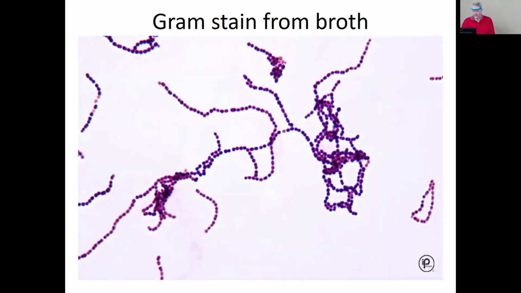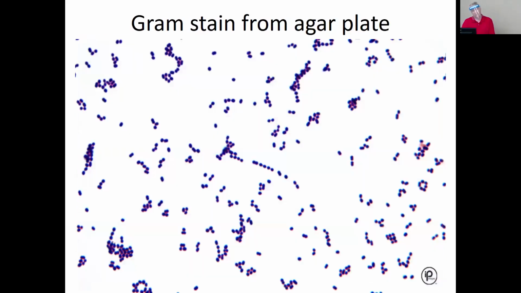And if you see, here it is from a broth, and here it is from an agar plate. So when we pick it up off of solid medium and put it on our slide, it's not as nice. This is what I mean by you, the microbiologist, just obliterated your chains by grabbing them up, smearing them across the slide, instead of taking a loopful of broth and putting it on there real nice and easy, and then letting it spread and dry itself.